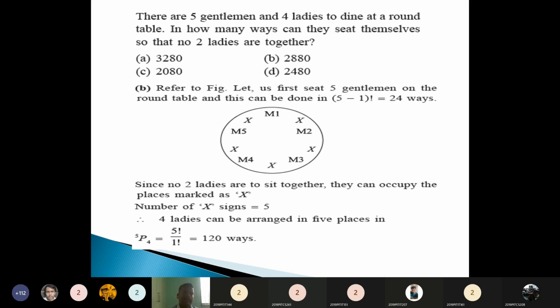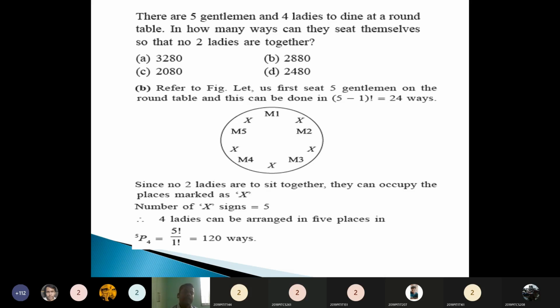So in the round table, first we have to concentrate on the gentlemen without any restriction. M1, M2, M3, M4, M5 are in circular permutation. So for that, the permutation is 5 minus 1 factorial, that is 4 factorial, 24 different ways you can arrange.